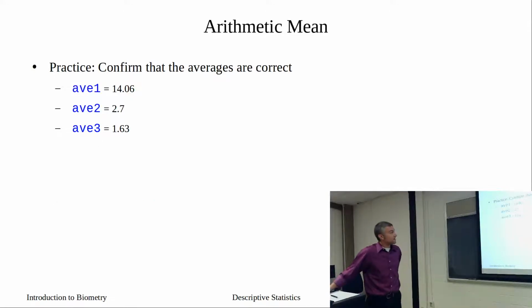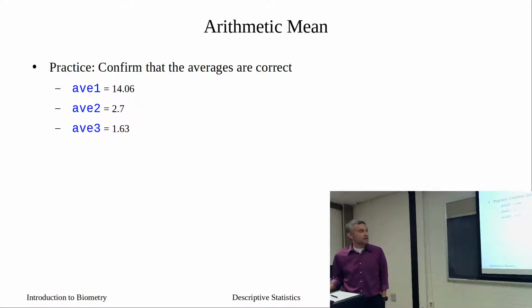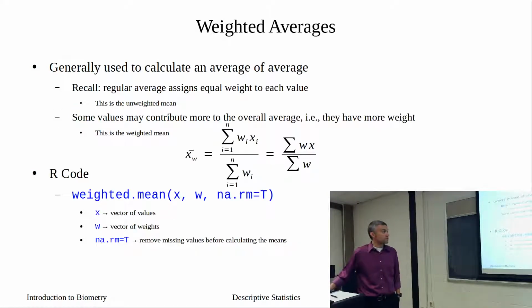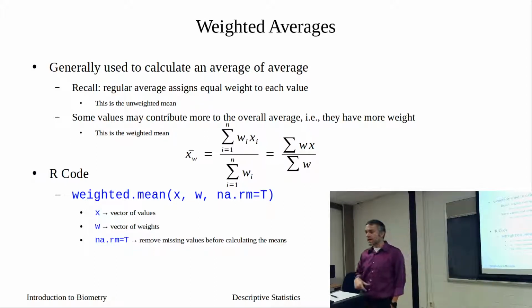All right, so I think we confirmed that our averages are correct. We already had AV1, AV2, AV3. It was very easy just to say mean, parentheses, AV1, hit enter. Mean, AV2, enter, and so forth. And we got those numbers. Now what we're doing is the weighted average, which is when we weight our different values before we calculate the average.